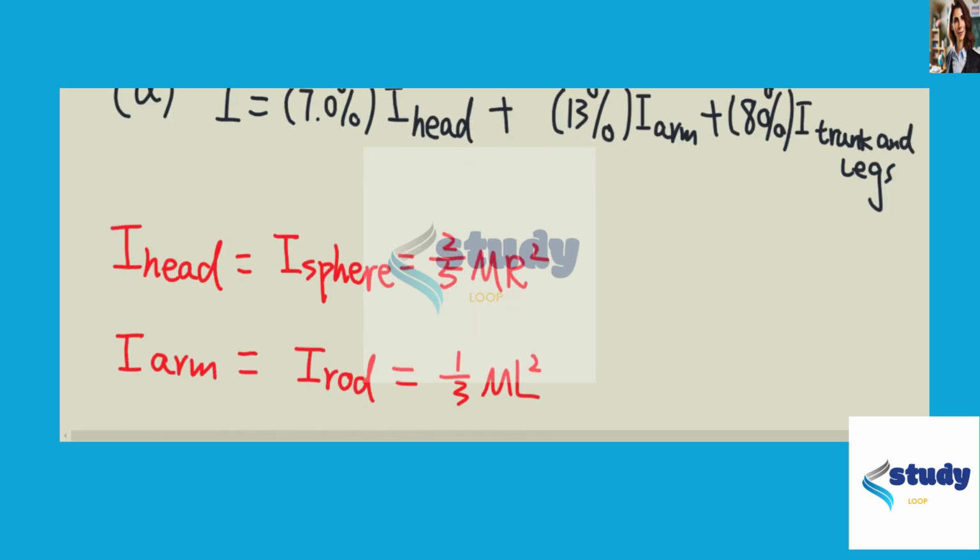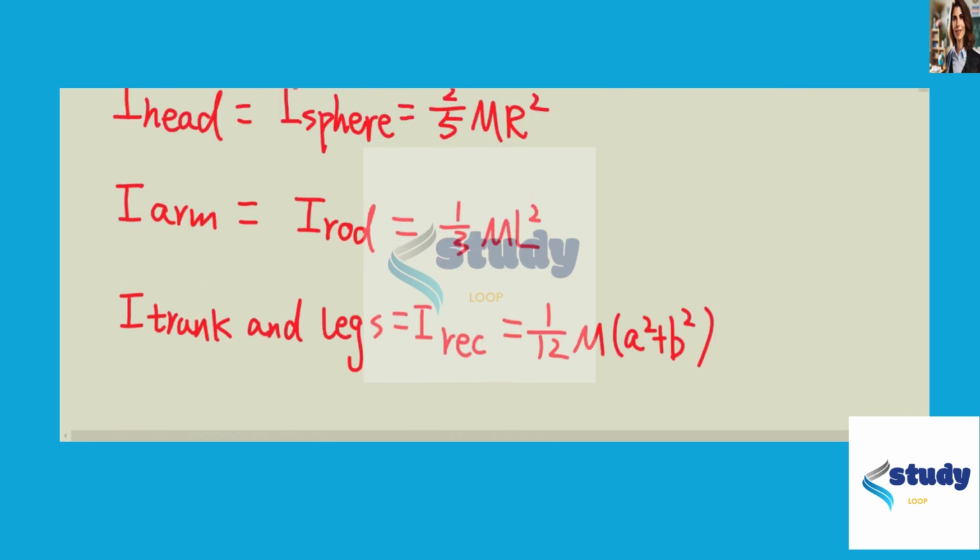So we know when the head starts spinning, it's kind of like a sphere spinning. That's why I head can be equal to I sphere, which is equal to 2/5 mr squared. And when the arms start rotating, they rotate like a rod, rotating through one end of the rod. So I arm is equal to I rod, which is equal to 1/3 ml squared.